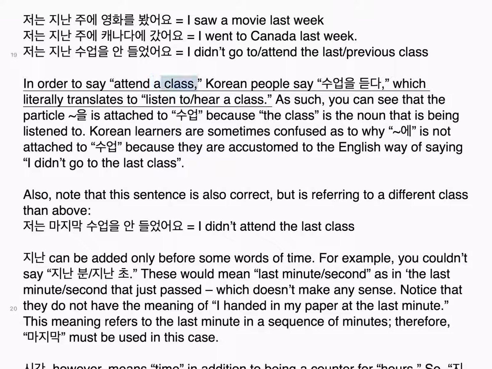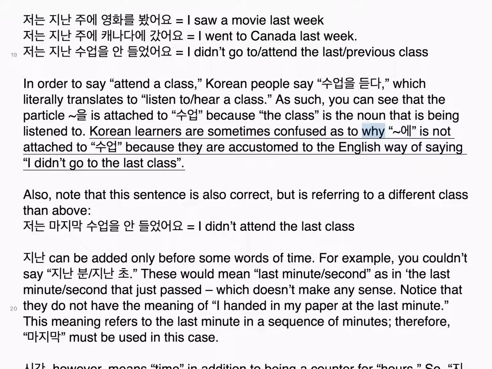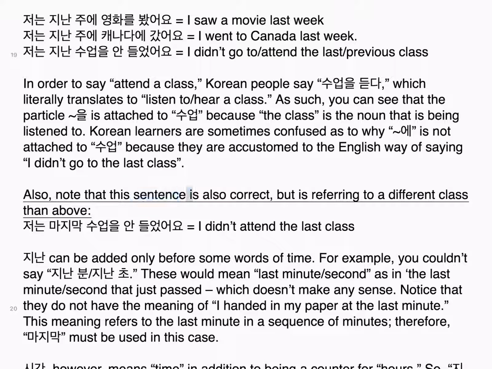In order to say attend a class, Korean people say 수업을 듣다, which literally translates to listen to or hear a class. As such, you can see that the particle 을 is attached to 수업, because the class is the noun that is being listened to. Korean learners are sometimes confused as to why 에 is not attached to 수업, because they are accustomed to the English way of saying I didn't go to the last class. Also, note that this sentence is also correct, but is referring to a different class than above. 저는 마지막 수업을 안 들었어요. I didn't attend the last class.